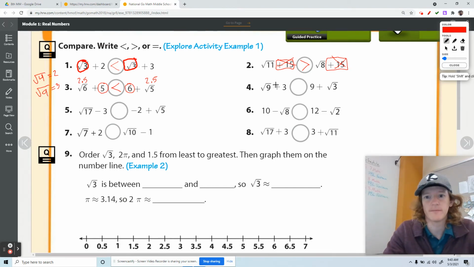Number 4, we have the square root of 9 plus 3. Well, square root of 9 is 3. 3 plus 3 is 6. On the right side, we already start with 9, so that's bigger.